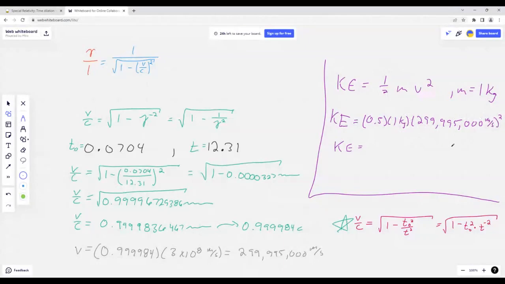Kilograms times meter squared over second squared, as it turns out, is just what makes joules. And this ends up being really close to 4.5 for the number in front. We get something like 4.4999, and then 10 to the 16 joules. So a billion is 10 to the 9, a trillion is 10 to the 12, a quadrillion is 10 to the 15. So it's like 45 quadrillion joules. It's an unbelievably massive number. All right, but that's it.